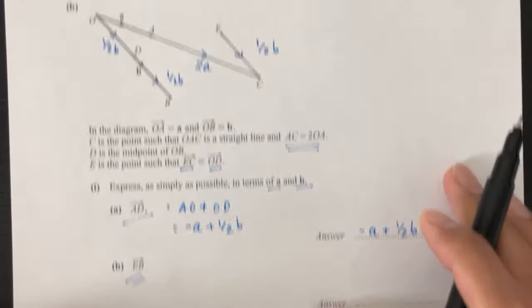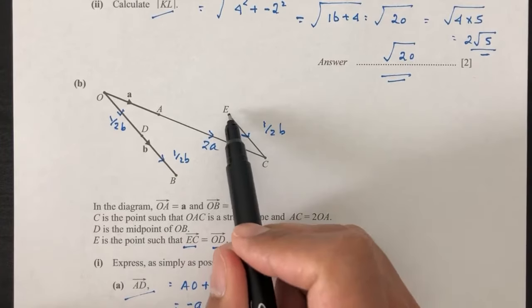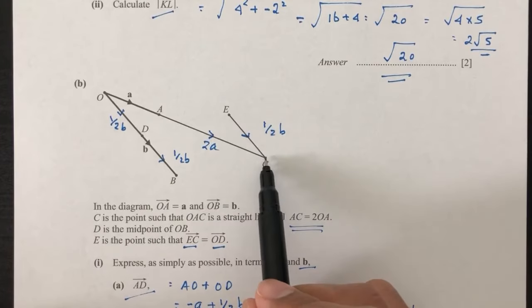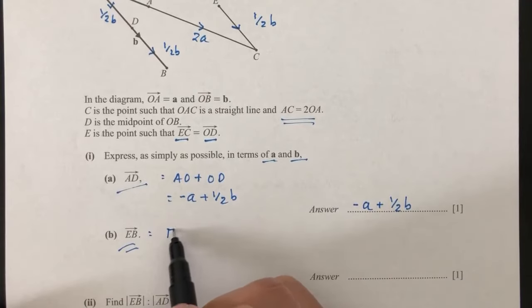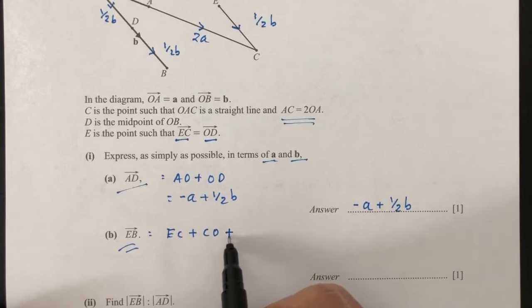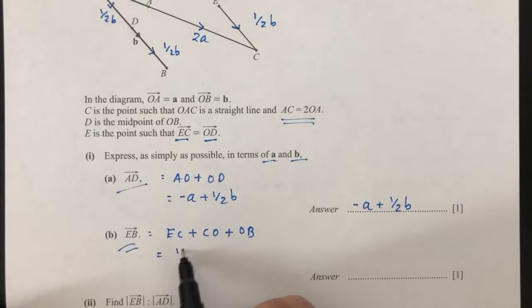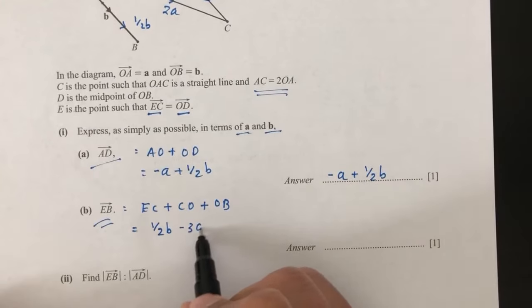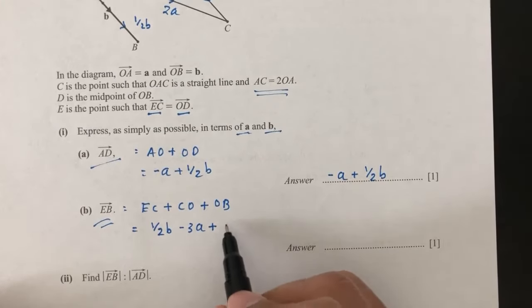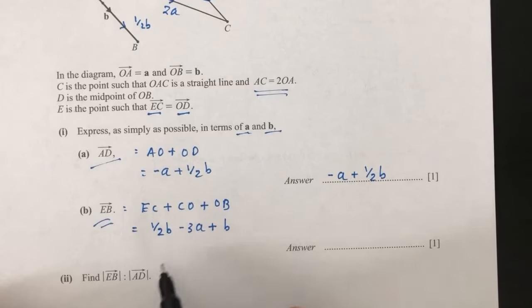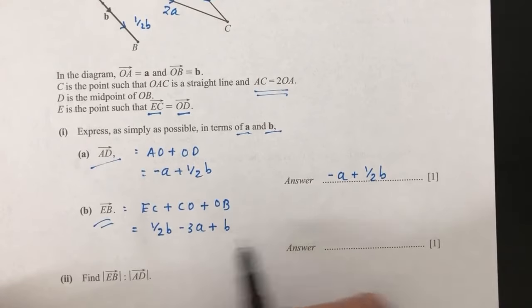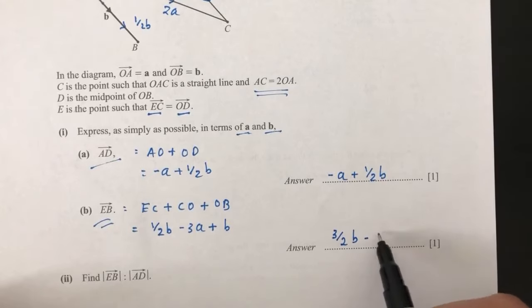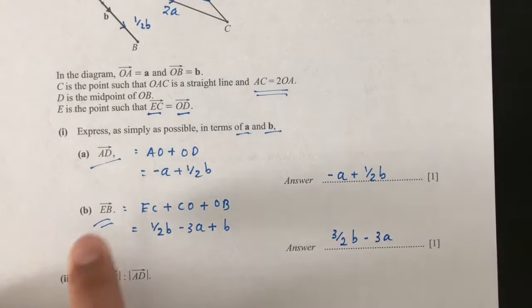Now for EB, how do you go to EB? E is here, B will be here. So EB will be EC, CO, OB. Let's write that: EC plus CO plus OB. EC is half of B, as we have seen. CO is minus 3A, plus OB, given to us as B. So half B plus B, that will be 3 over 2 B minus 3A. That will be part B.